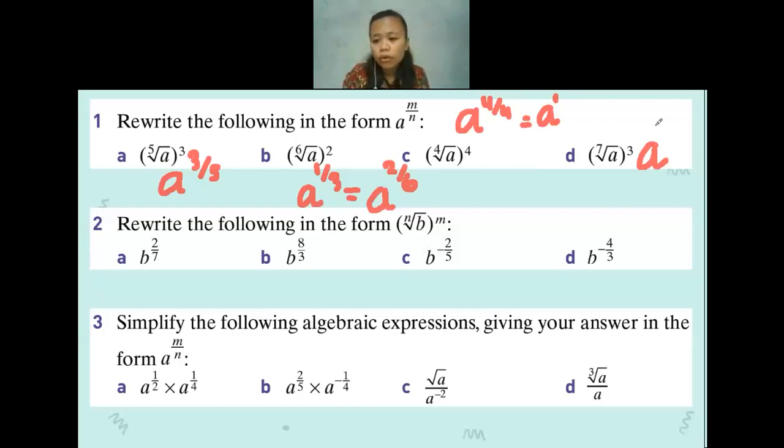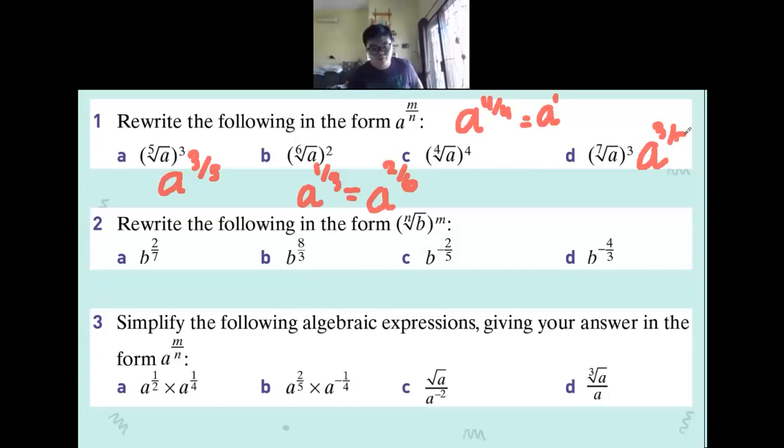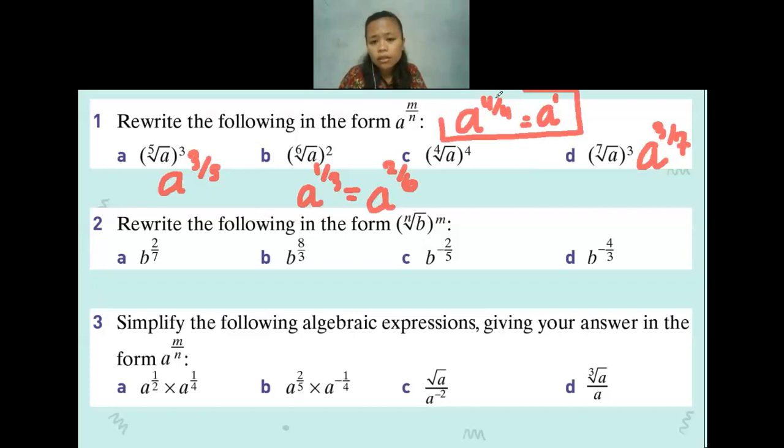For question D, we have 7th root of a to the power of 3. So we will have a to the power of 3 by 7, right? 3 by 7. Good job.